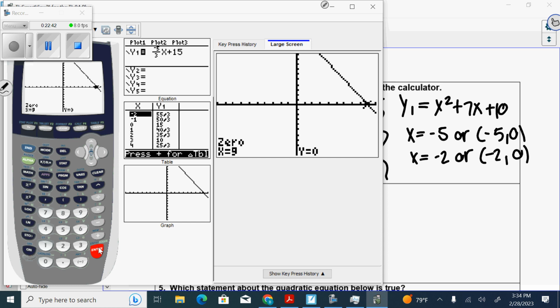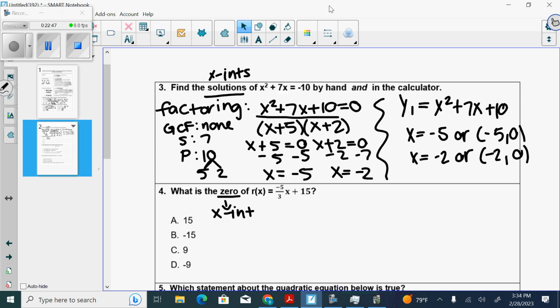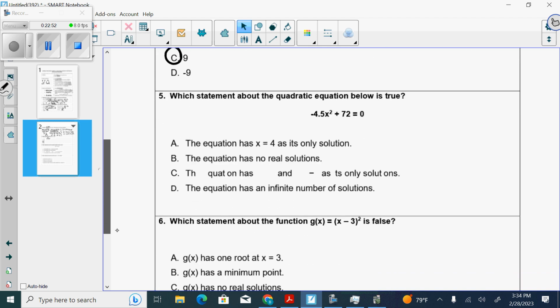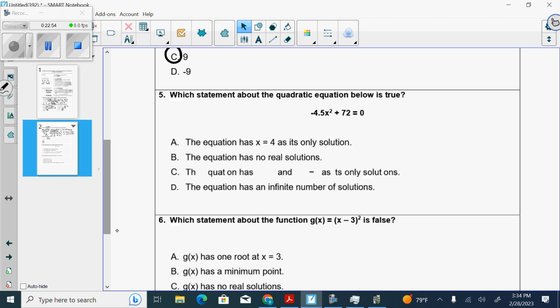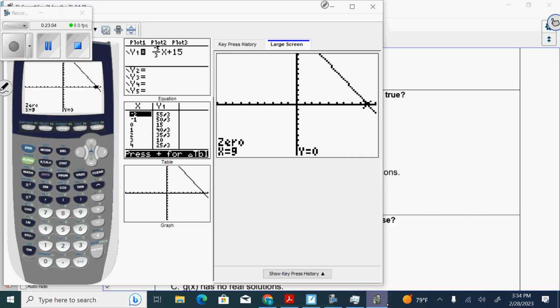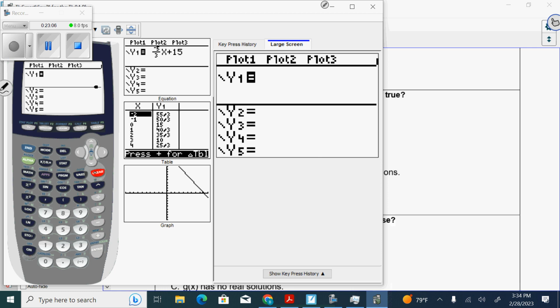And where does it say that it is? So that would be answer choice C. All right, number 5. Which statement about the quadratic equation below is true? The first thing I'm going to need to do is graph it. So I'm going to type it in my calculator so we can see at least what it's supposed to look like. So in y1, we've got -4.5x squared plus 72.